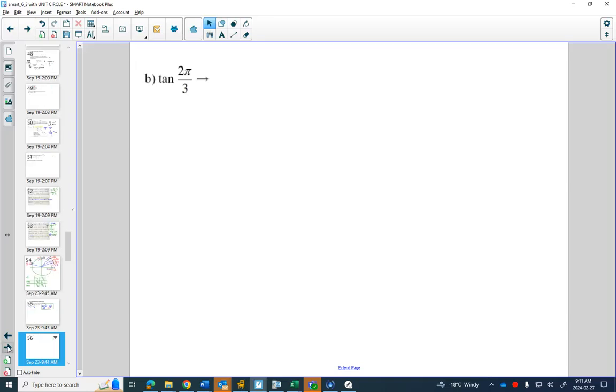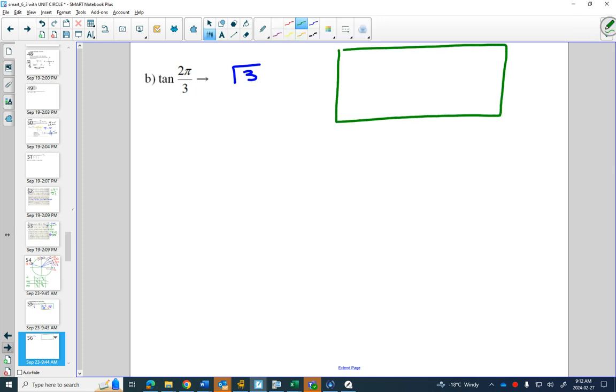So tan of 2 pi over 3. Because I have quadrant 1 memorized, I would know it's root 3. And here in the green box, here's our thinking box. The first thing I would think about is I would know that this is part of the pi over 3 family. So I go to quadrant 1, and I know that tan of pi over 3 is root 3.